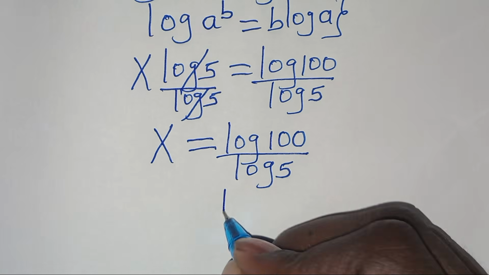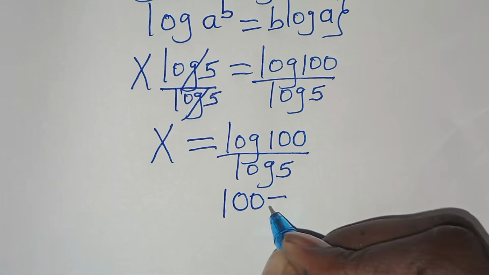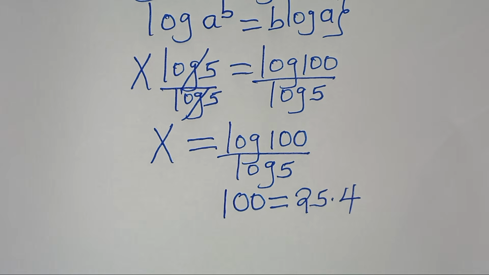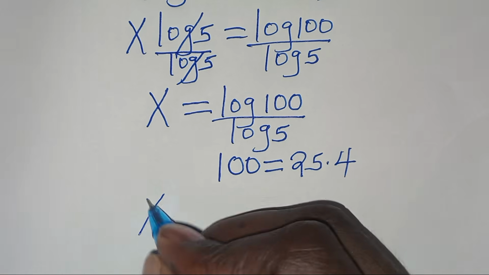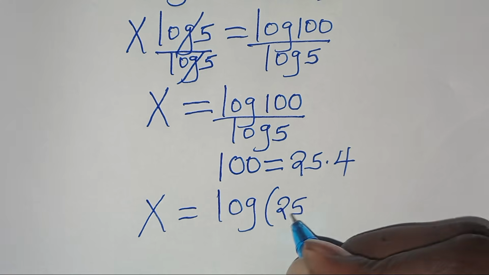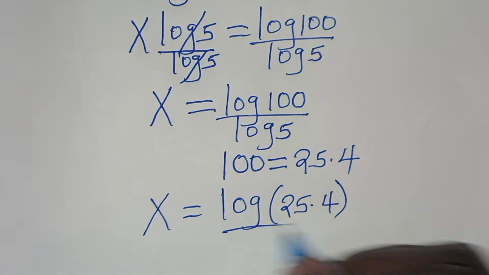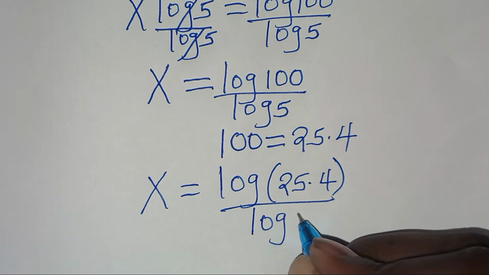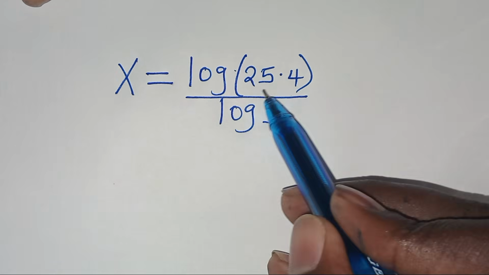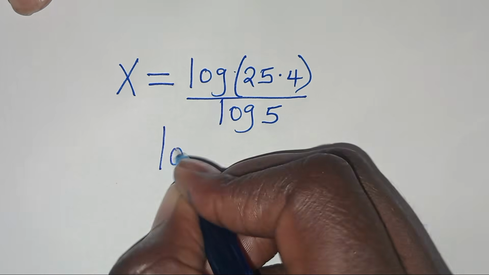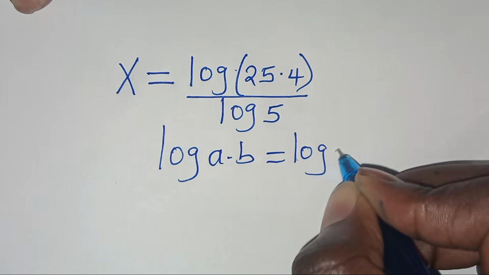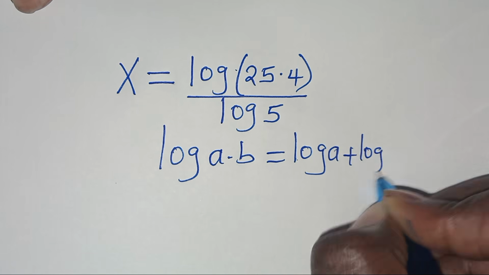The next step is that we can express 100. This is the same thing as 25 multiplied by 4. So this means that x is equal to log of 25 multiplied by 4, divided by log 5. We have that log 25 times 4.